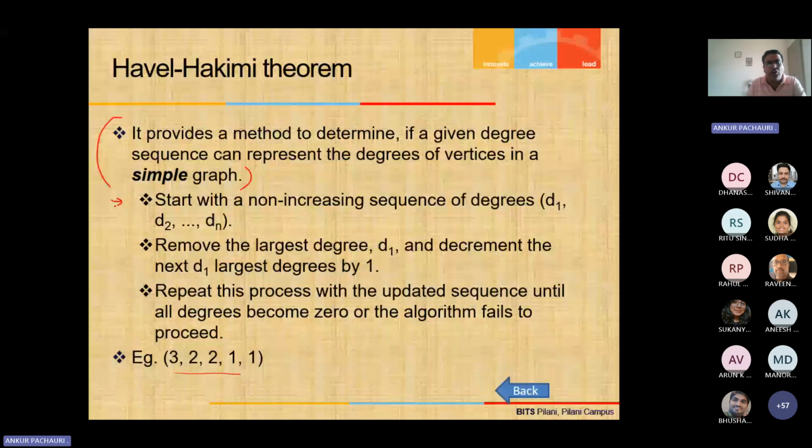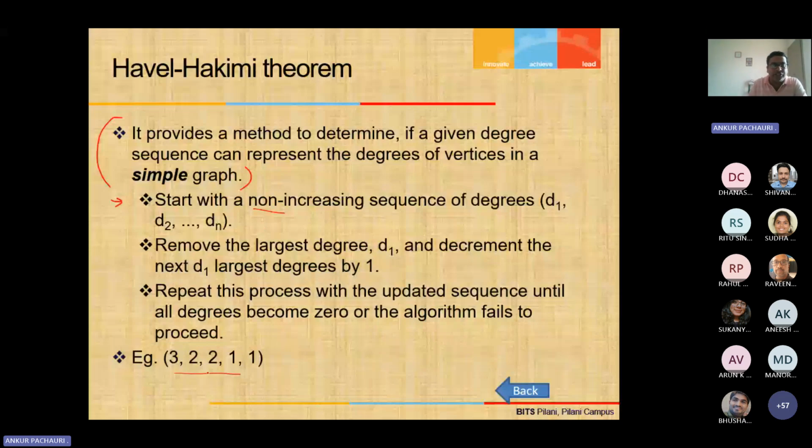You start with the non-increasing sequence of degree. Okay, there's a difference between non-increasing and decreasing. Somehow you might have observed non-increasing or non-decreasing. Non-increasing means decreasing with equals to. So that means you have to sort them in a decreasing order.